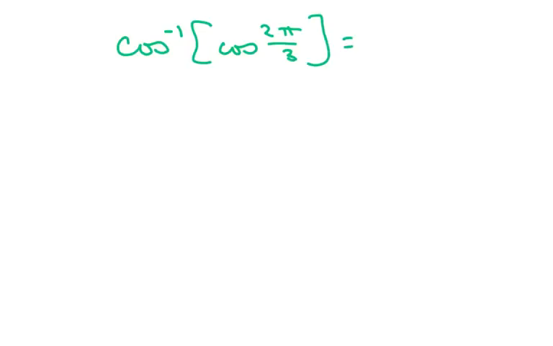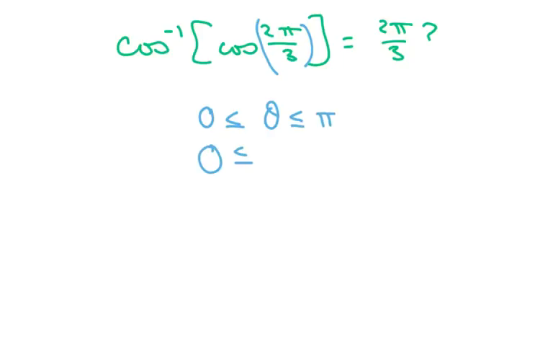Okay. If we have this one, we have inverse cosine of cosine of 2 pi over 3. Does this equal 2 pi over 3? Why or why not? And the restrictions for cosine are between 0 and pi, which means quadrant 1 and 2. Remember, cosine got restricted between quadrants 1 and 2. So this is true. So you say yes or true.